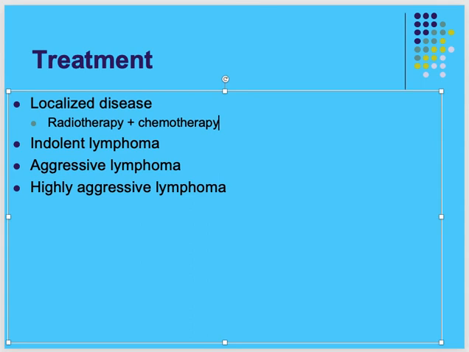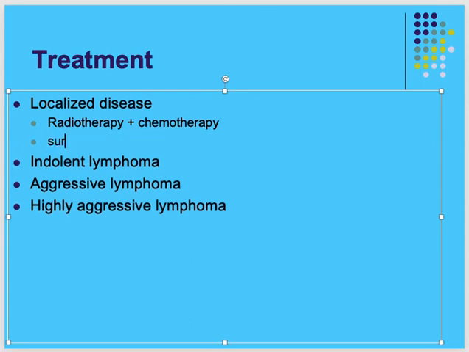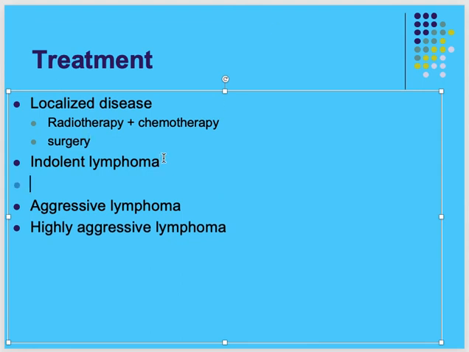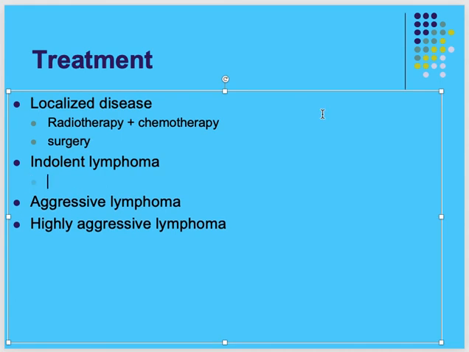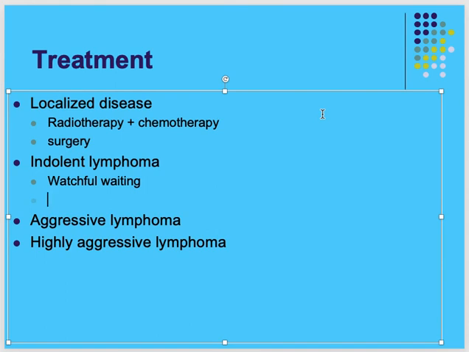Plus we can give them chemotherapy, but mostly radiotherapy is going to solve the problem. Or surgery can be done as well. So these are the options. But if someone has indolent disease, which is very slow growing, we will do watchful waiting. We observe the patient and see how the disease is behaving, and if the disease is spreading too much, then we can go for radiotherapy for localized disease.